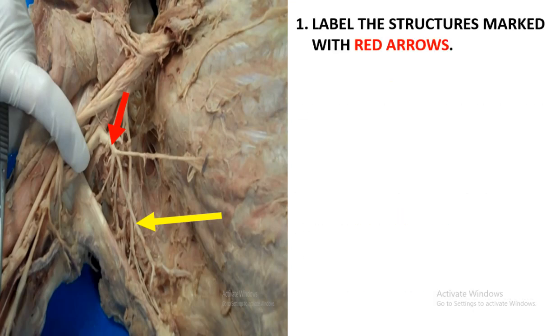The next question is, label the structure marked with the red arrow. The structure marked with the red arrow, in some books, is written as the subscapular artery. So this is just the subscapular artery. But for some books, because of this branch which has come out here, which is the lateral thoracic artery, some books will refer to this part as the common trunk of these arteries, but mostly the answer is just the subscapular artery.